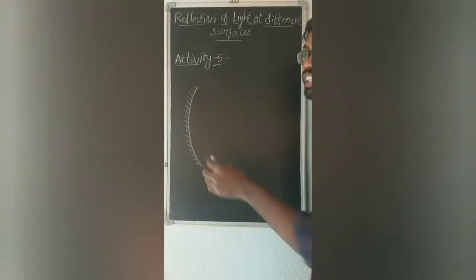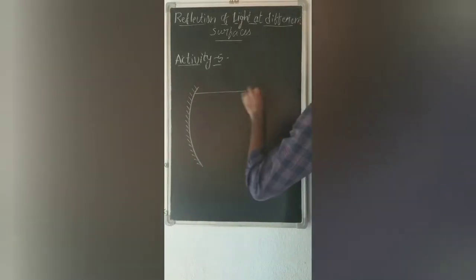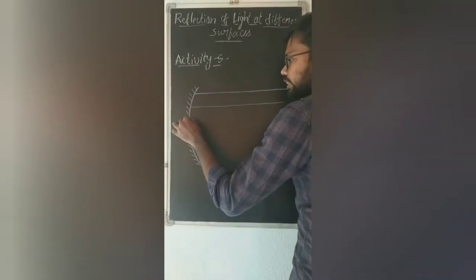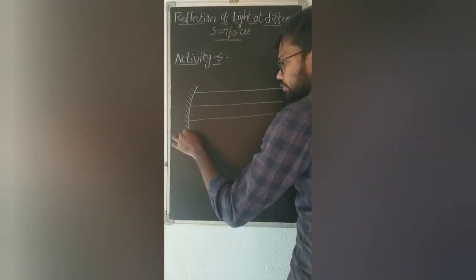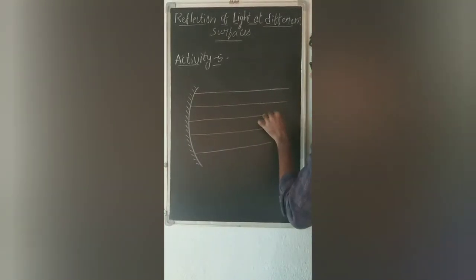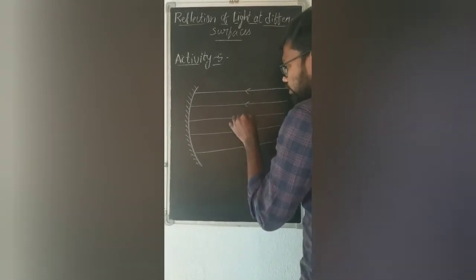When we find that brighter spot, measure the distance between the paper and the concave mirror, and draw the light rays. These are the light rays falling from the sun on the concave mirror. Every time I say these are light rays, you should draw arrows, because without arrows we can't say it is a light ray.